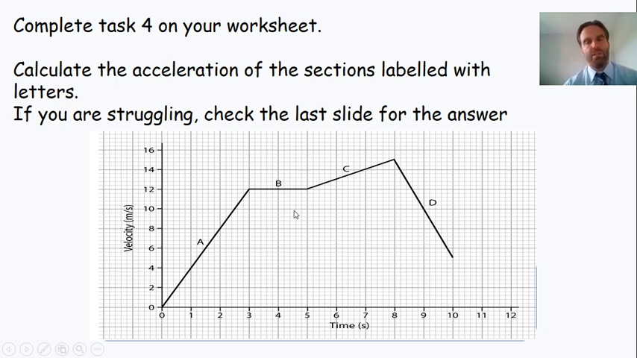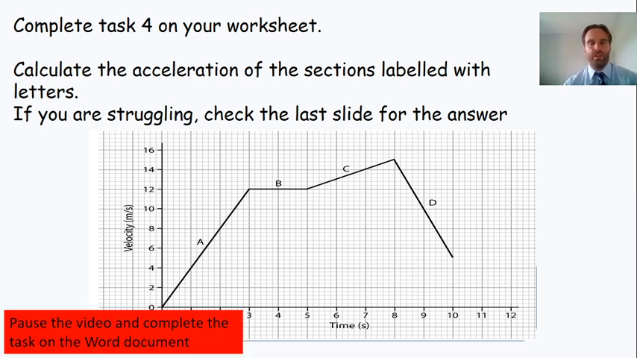Right at the end of this presentation are the answers to this part, and I'd like you to self-assess your answers on that last slide when you get to it. If you're not right, and you're not sure why, come back and have another look at this, and if you're still not there, drop me a quick email. Okay, pause the video now and complete that.